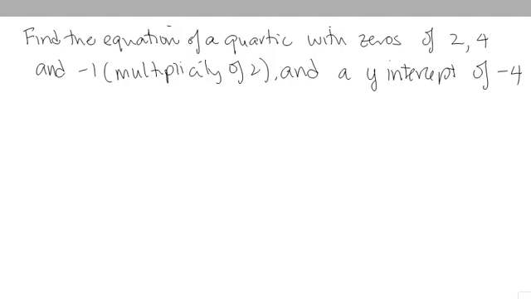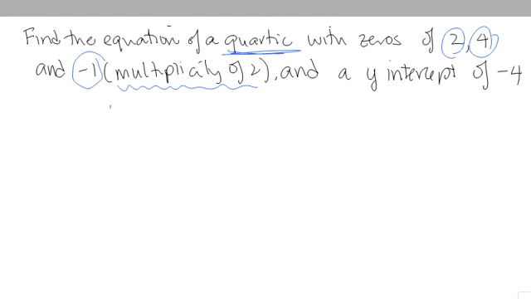So we're going to find the equation of a quartic function. Quartic means it has a power of 4, with 3 zeros: one at 2, one at 4, and one at -1. And notice the -1 has a multiplicity of 2. And it has a y-intercept of -4.